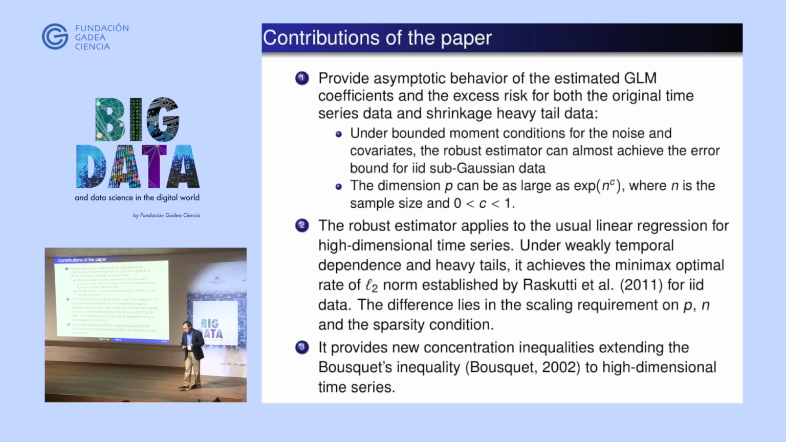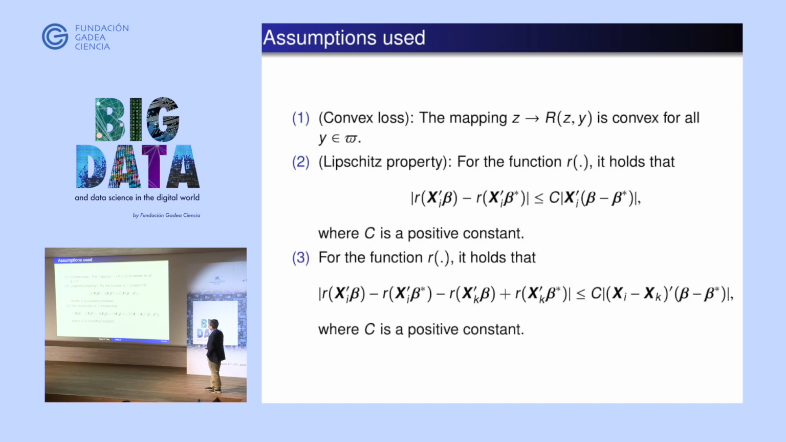We have to develop a new concentration inequality so you can extend the result in the IID case. So here are some assumptions. The loss function has to be a convex type of function. You also need some continuity condition, the Lipschitz property, so you can separate in this way and handle that.